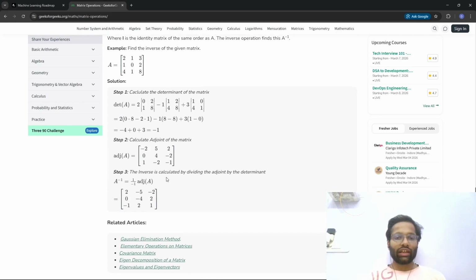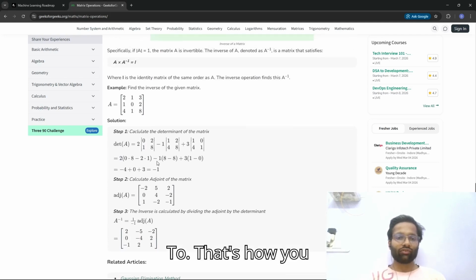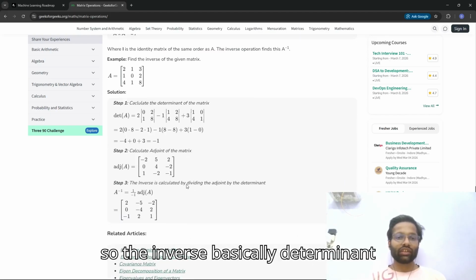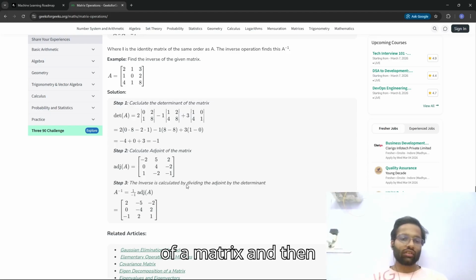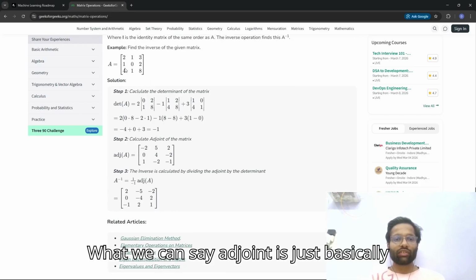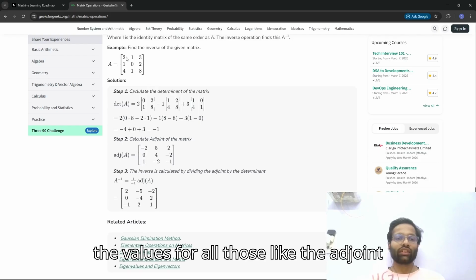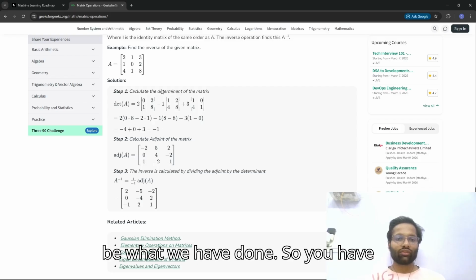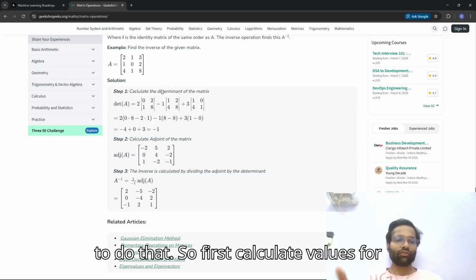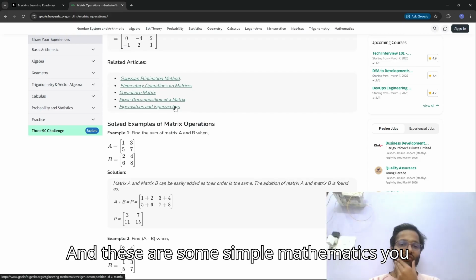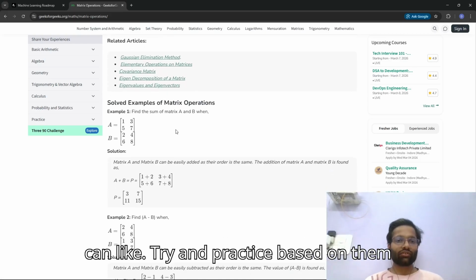Yes. And that's how you calculate the determinant of a matrix. And then you have to calculate the adjoint, which is basically the values for all of those. Like the adjoint at 2 is this, at 1 it will be what we have done. So first calculate the values for each and then transpose. And these are some simple mathematics. You can try and practice based on them as well.